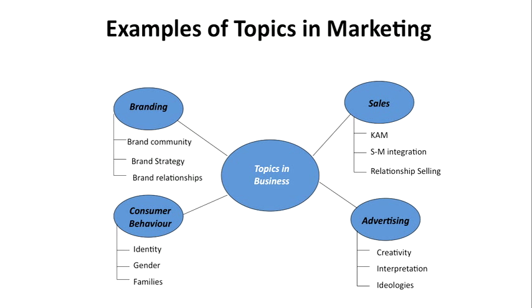If we take another example, sales management is very much part of the business literature. But if you look at the sales management area, there are so many interesting topics within that. For example, key account management, sales marketing integration, or the role of relationship selling and relationship marketing in sales management practice. So they are examples of topics that you can focus on within your research. So it's about understanding your discipline, understanding what areas are within your discipline, and then thinking about what topics you can focus on within those areas. And I think that is the key to getting started.